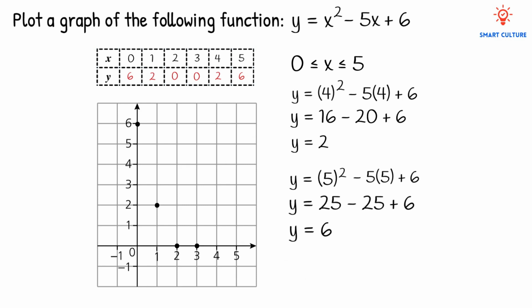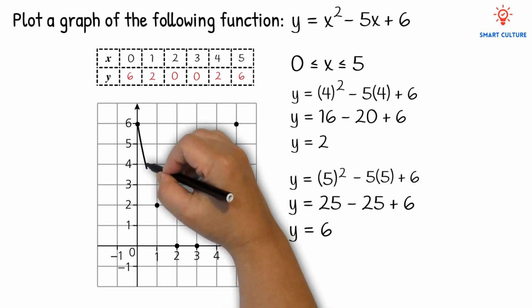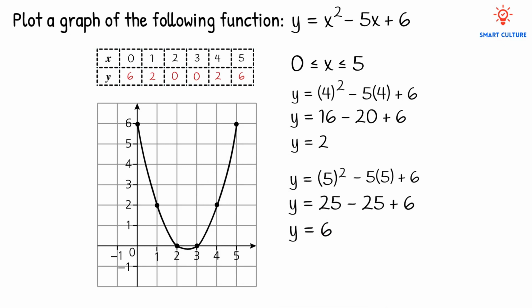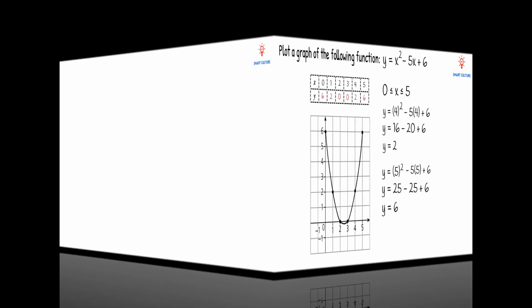Then we have a point of 4 and 2. So that point will be right here. We have to plot it here. And then lastly, we have 5 and 6. The next thing that we should do is connect the dots. So this is what the parabola will look like. As you can see, it is a smiley face since the leading coefficient a has a positive value.